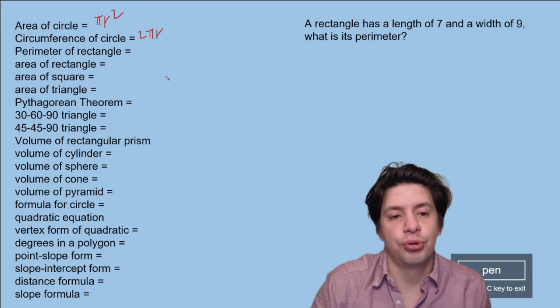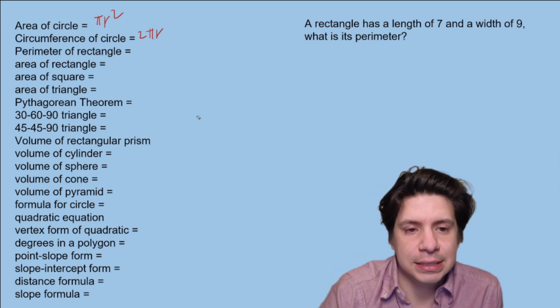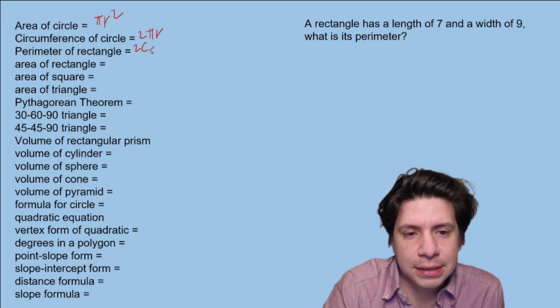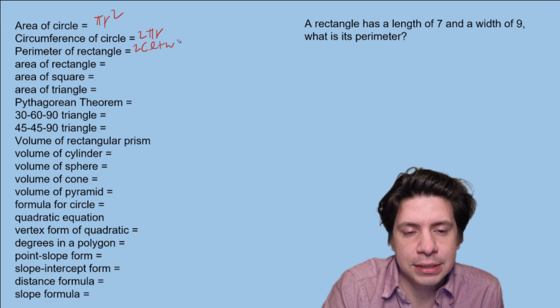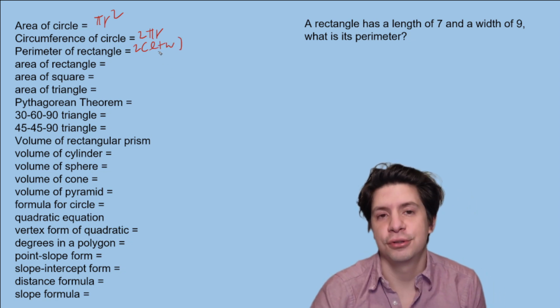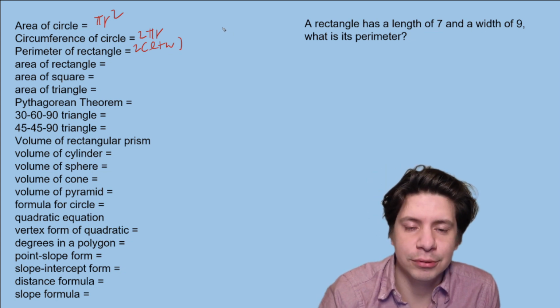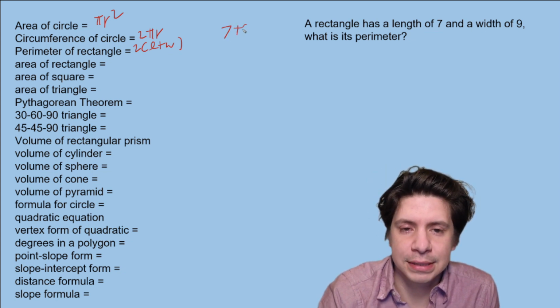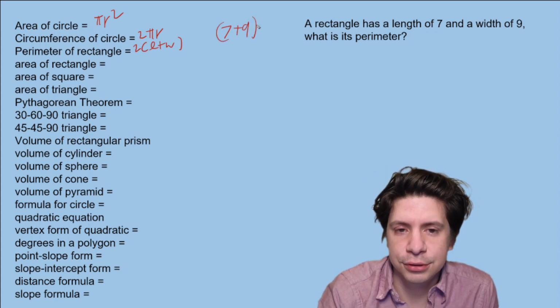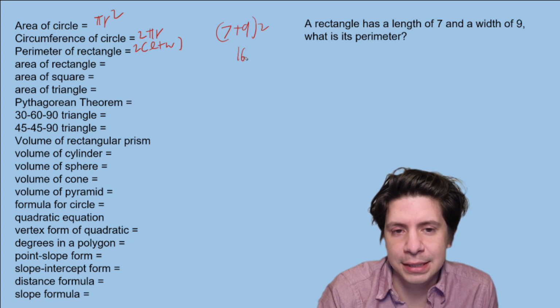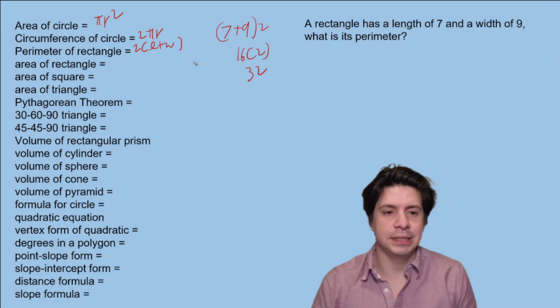So that's an example of what you could do with the circumference equation. Okay, now we're going to do perimeter of a rectangle, which is simply 2 times L plus W. So it's the sum of the length and the width times 2, right? Because there's 2 of each. So we have length of 7 and width of 9. We would just do 7 plus 9 times 2. 7 plus 9 is 16 times 2 equals 32, right? So easy peasy for that one.